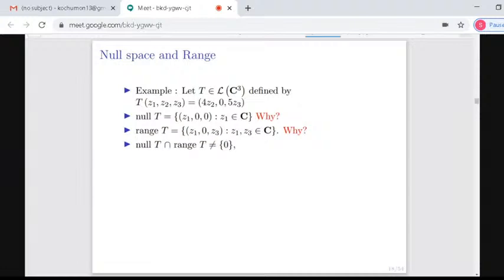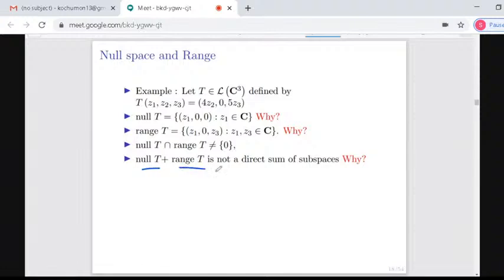In this case, we know that the null space of T intersection the range of T is not 0, because you see this Z1 is there in both. So therefore it is non-zero. Because of that, by the theorem which I recalled from lecture 1, the null space of T plus the range of T is not a direct sum because its intersection is non-zero. And furthermore, the null space of T plus the range of T is not equal to C3, of course. You should verify that.